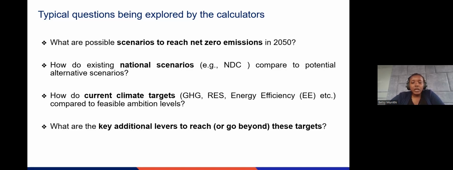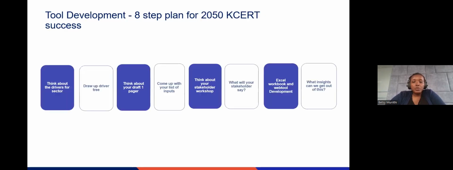And then lastly, you can look at what are the key additional levels to reach or go beyond these targets. So you have the set targets, either the NDCs or the climate targets set at the country level, but can they go further? Can we look at different alternatives? And how do they combine in terms of the net zero, towards reaching net zero? So those are the main questions that can be explored using the calculator. Moving on to tool development. So there was an 8-step plan for the development of the KCERT 2050.